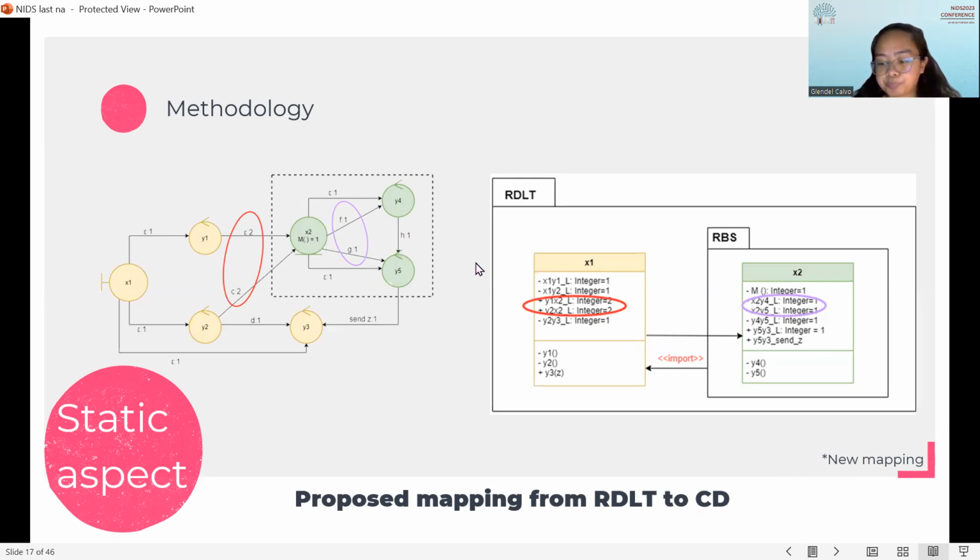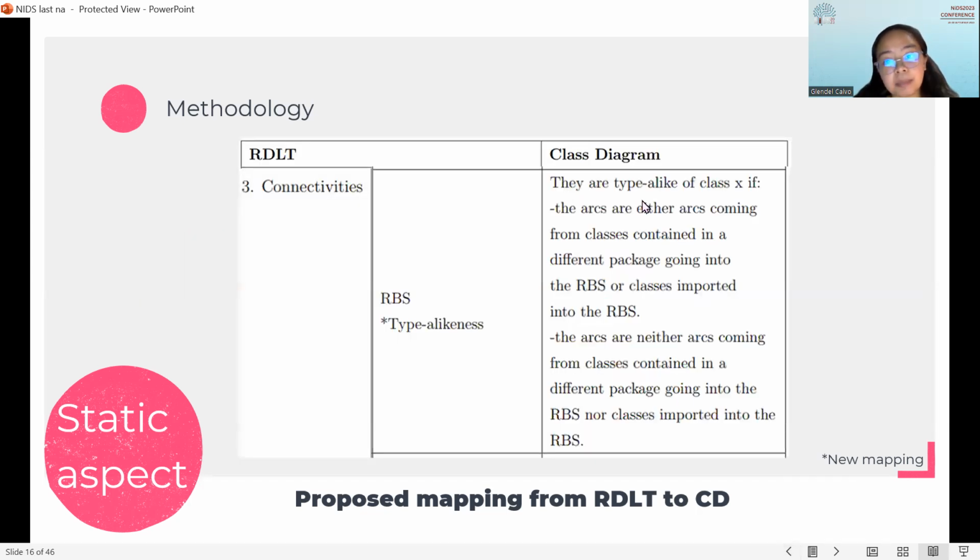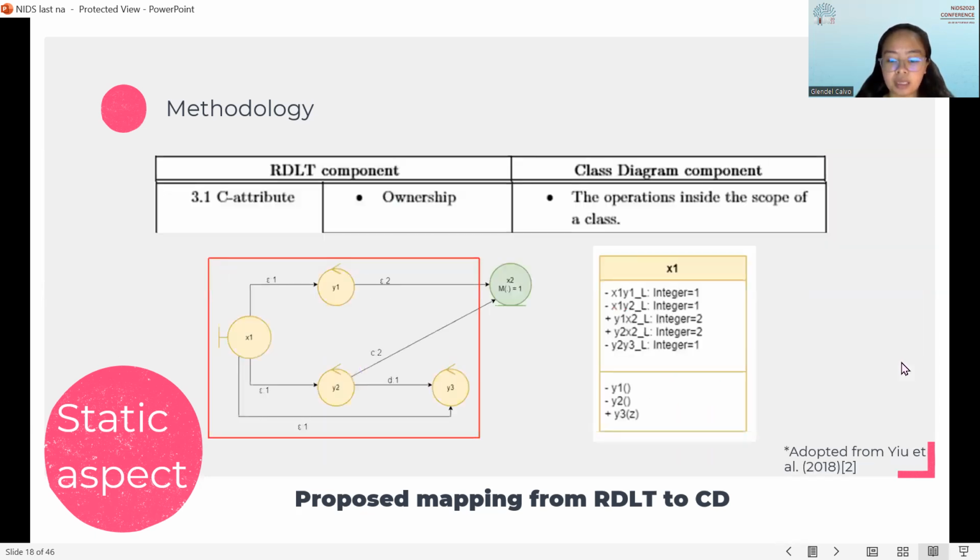In CD, they are type alike of class X if the arcs are either arcs coming from classes contained in a different package going into the RBS or classes imported into the RBS, or the arcs are neither arcs coming from classes contained in a different package going into the RBS nor classes imported into the RBS. And the ownership is mapped into operations inside the scope of a class in class diagram. So all of these controllers are owned by X1, and in CD, the class X1 owns all the three operations.